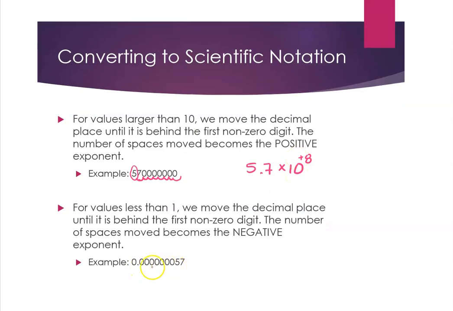If our value is less than 1, meaning the zeros are in front of my non-zero digits, then that means that my exponent is going to be negative. I do the same thing. I'm going to put the decimal place behind the first non-zero, which is still 5, and I count 1, 2, 3, 4, 5, 6, 7, 8 places. So this is still 5.7 times 10, and this time, because our value was less than 1, it's to the negative 8. All right, so that is scientific notation in a nutshell.